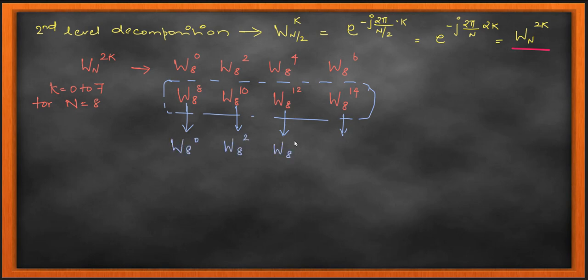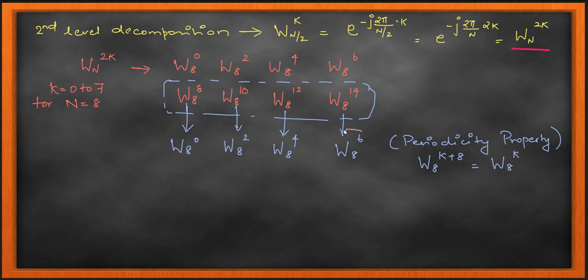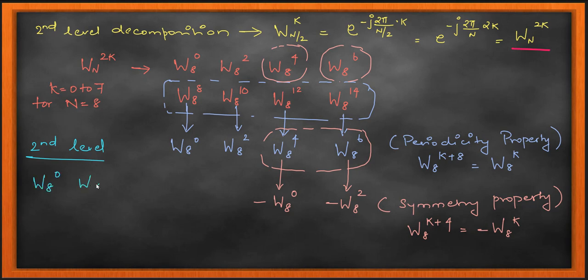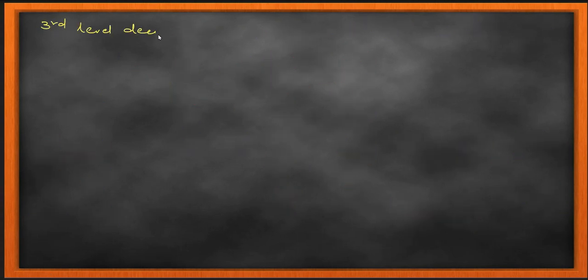Very straightforward. And then what? I can still think of my symmetry property, because my N by 2 is 4, which means W_8^4 and W_8^6 become minus W_8^0 and minus W_8^2. That is the symmetry property I apply. So now you see, for my second level decomposition, what are the twiddle factors I have? I have plus or minus W_8^0 and plus or minus W_8^2. That is your second level decomposition.